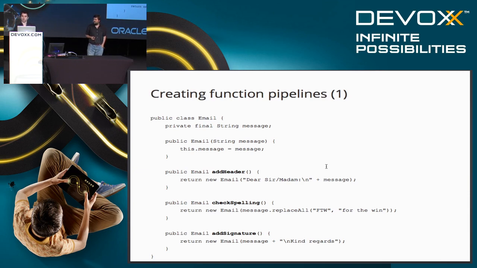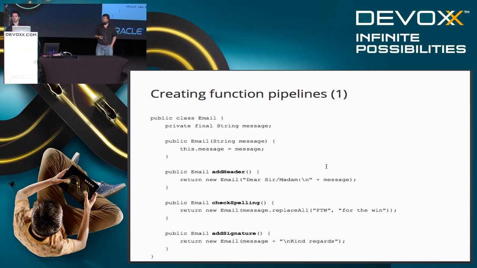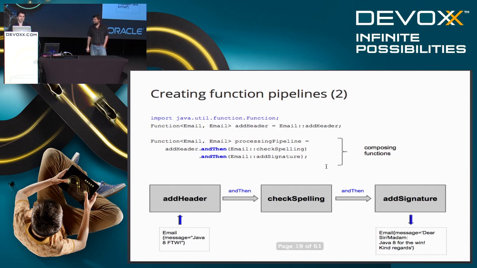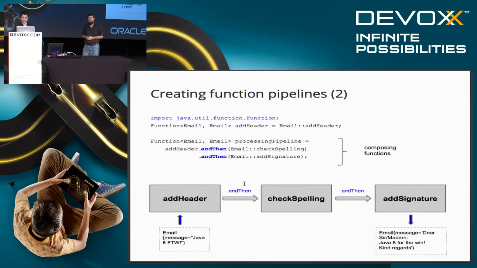So the use case here, we've got an email, and an email contains a message. And sometimes, you know, you like to add a default header to it. For example, you may want to do some check spelling, you may want to add a footer, but really, you like to combine all those different operations. So in Java 8, using function composition, we can do something like this. So let's say we're interested in creating a pipeline that adds a header, then does a check spelling, and then adds a footer.